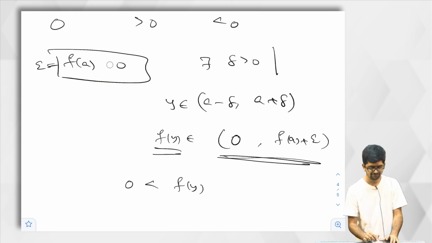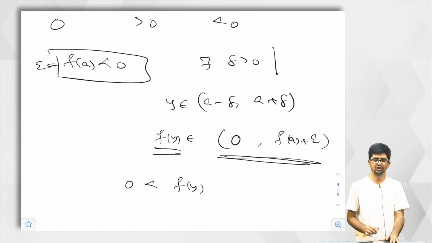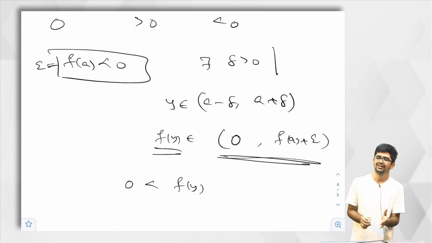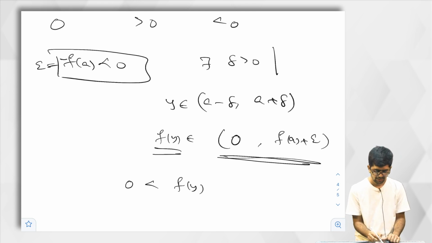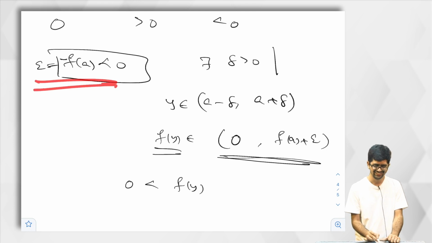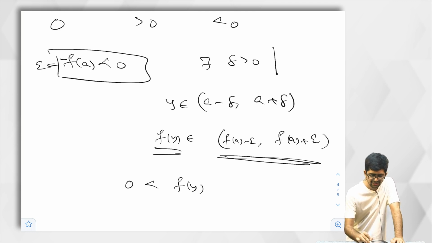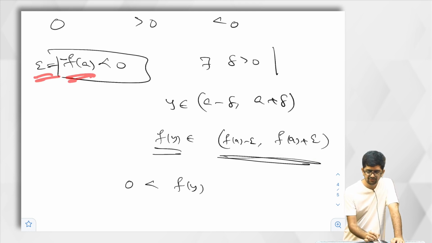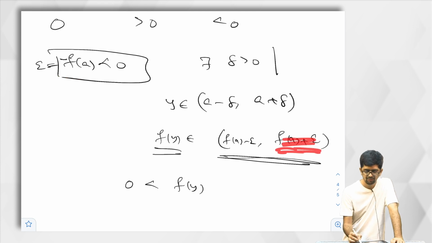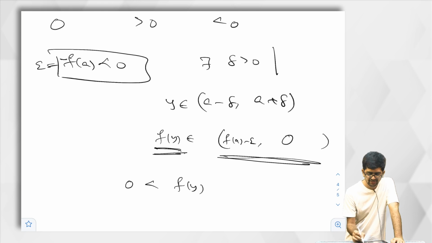We can do the same thing. If f of a is less than 0, but if you want to apply the epsilon delta definition, we want epsilon to be positive. So what do we do? We simply put minus f of a for epsilon. Then this will be the same, f of a minus epsilon, but this part will be equal to 0. Epsilon is equal to minus f of a, plus epsilon will be 0. So we will remove this and simply put 0. So what does this say? f of y is less than 0.